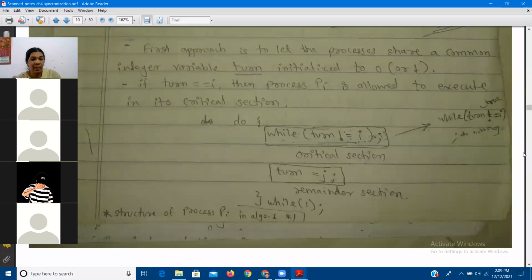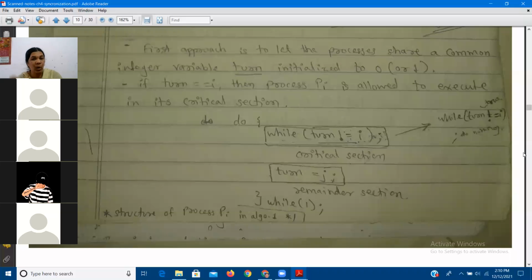हे कोणाचं स्ट्रक्चर दिलेलं आहे, PI चं स्ट्रक्चर दिलेलं आहे. जर PJ चं स्ट्रक्चर तुम्हाला ड्रॉ करायचं असेल, so what you need to do, while turn not equal to J. जर PJ चं स्ट्रक्चर तुम्हाला द्यायचं असेल, so wherever I is there, so replace I by J and replace J by I.